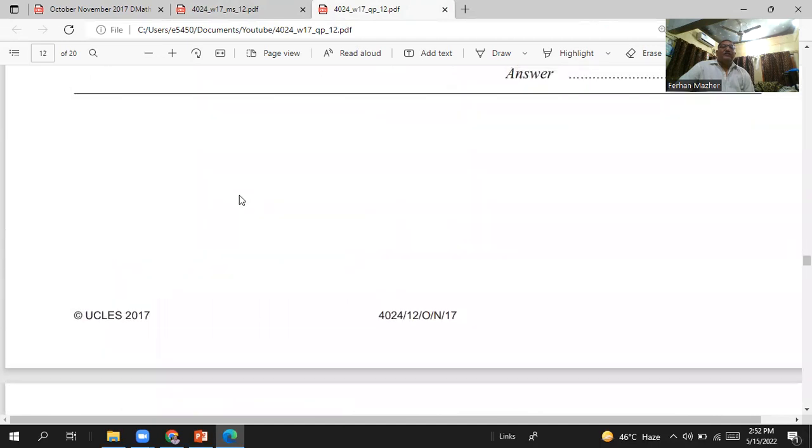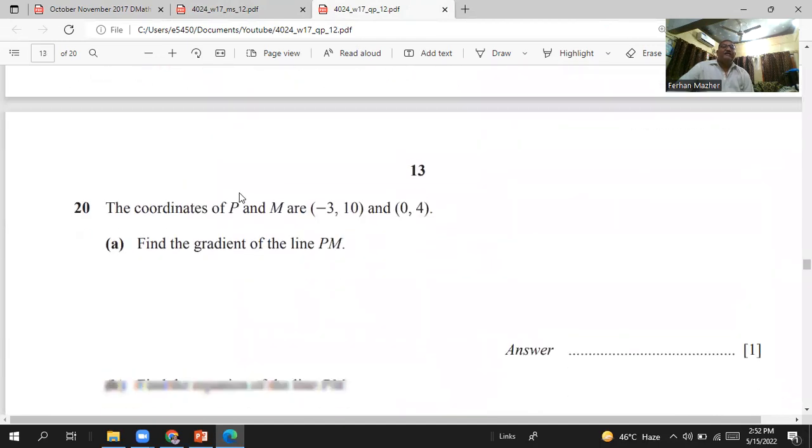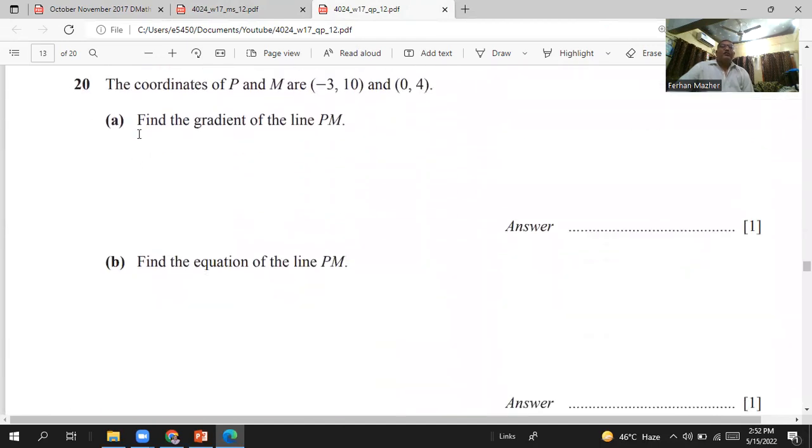Okay, so we are going to the next question. The next question is coming up on your screen, question number 20. He says the coordinates of the P and the M are -3 and 10 and 0 and 4. So find the gradient of the line PM. So you know their coordinates P and M. So very easily we can find the gradient.